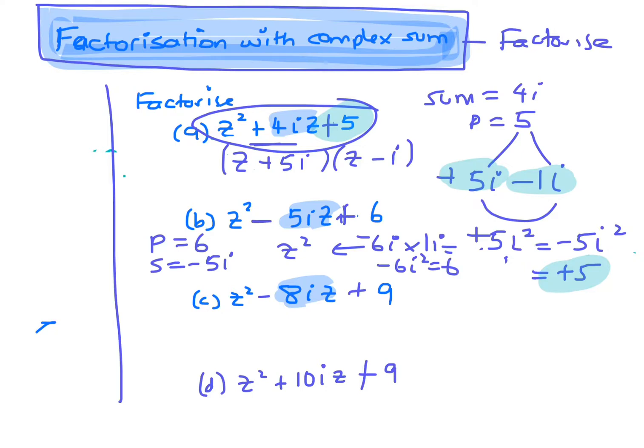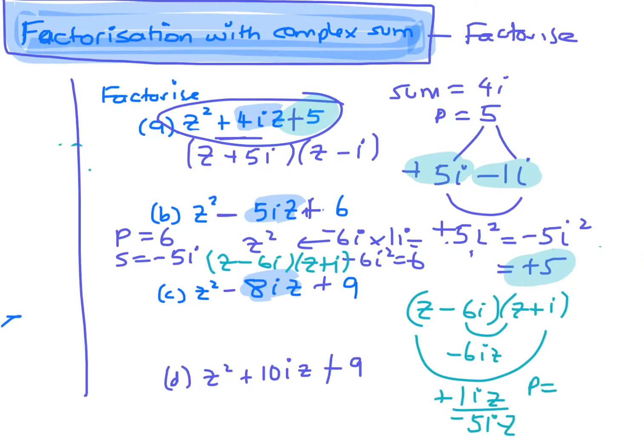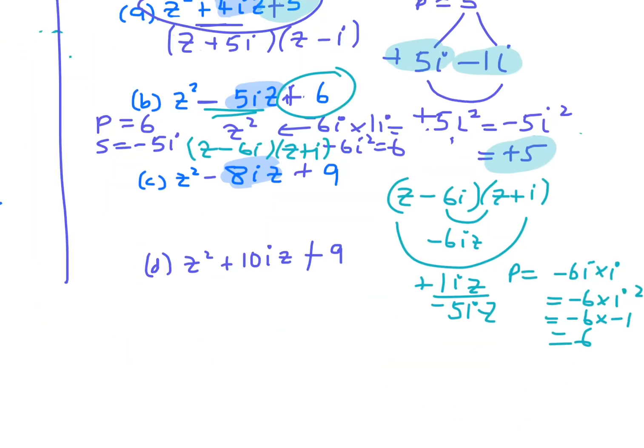So that would mean that the actual factors here would be, let's see, z minus 6i, z plus i. Okay, let's just check that. z minus 6i, z plus i, so it's going to be minus 6iz and plus 1iz, which gives you minus 5iz. And the product would be minus 6i times i, which gives you minus 6 times i squared, which is minus 6 times minus 1, which is positive 6. So the product is positive 6 and the sum is minus 5i.